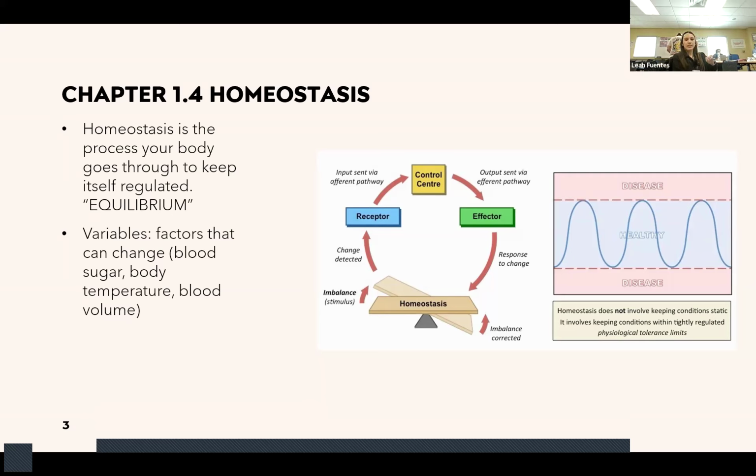And additionally, homeostasis does not involve keeping the condition static. It's not trying to keep everything in one line. It involves keeping conditions within tightly regulated physiological tolerance limits. So you don't want to keep your body completely flat in a line. We do need those little ups and downs to keep our body within equilibrium.